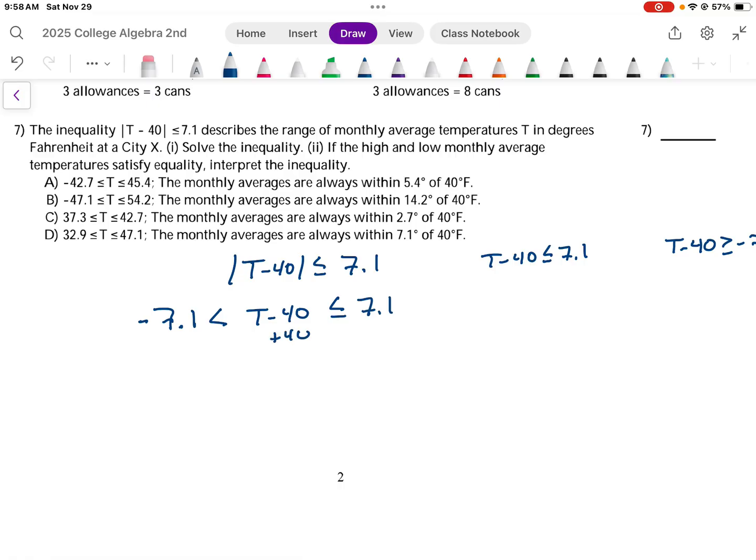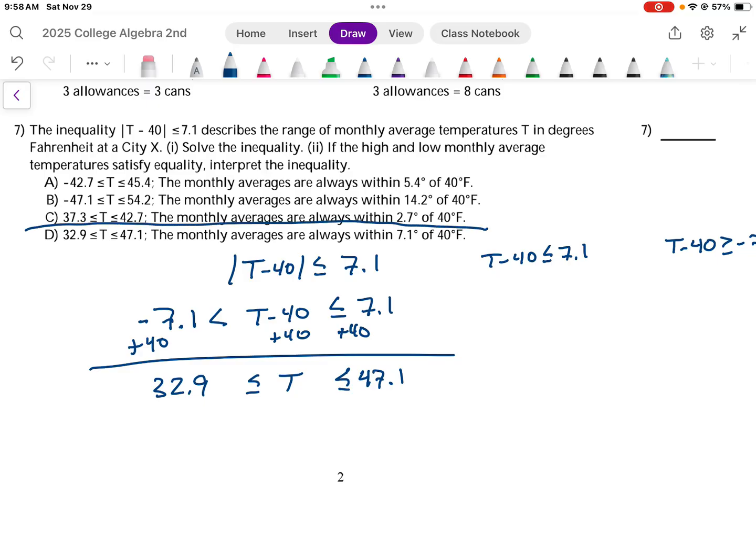So I get to add 40 out of the inside. You got to do it to both places. So when we do the right side, it will be 47.1, and the left side, if we do negative 7.1 plus 40, would be 32.9. And so with that in mind, that would be the correct interpretation right there. Boom.